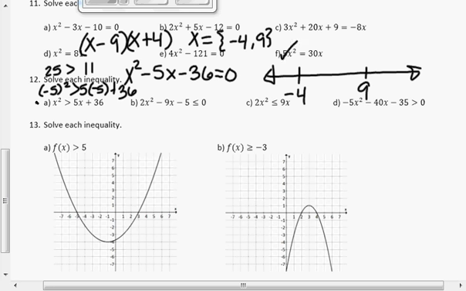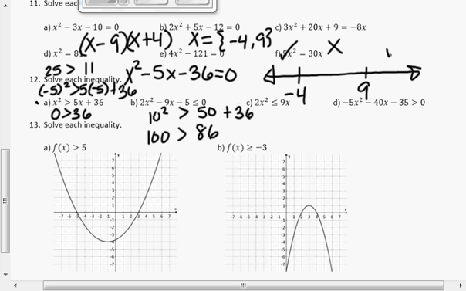Then we pick a number in between negative 4 and 9. Let's do 0. So 0 is greater than 5 times 0 is 0 plus 36 leaves us 36. Is this a true statement? No. So we put an X above that. Then we do something bigger than 9. Let's do 10. 10 squared is 100. 5 times 10 is 50. Plus 36 gives us 86. Is this a true statement? Yes. It gets a check.